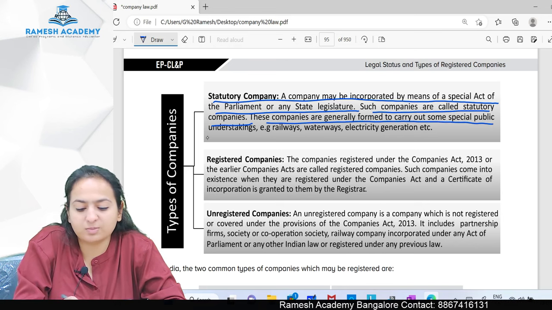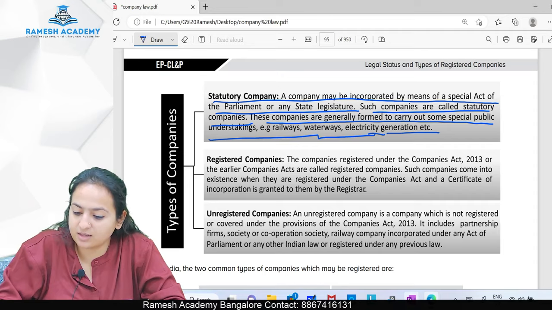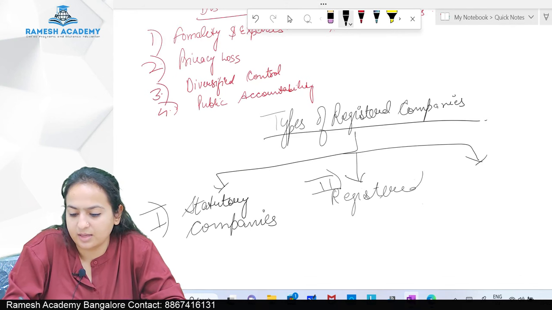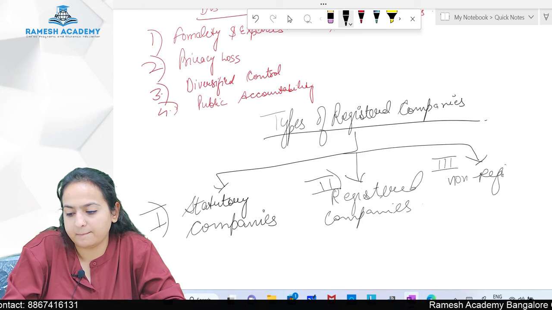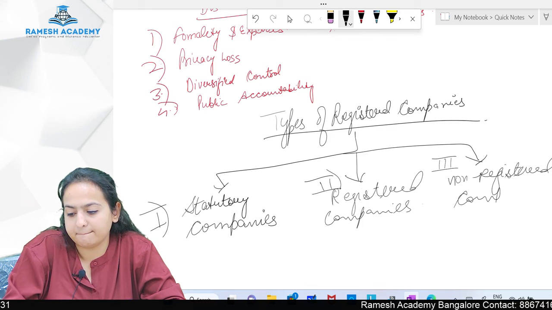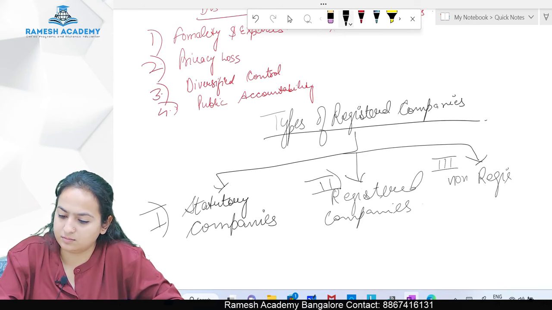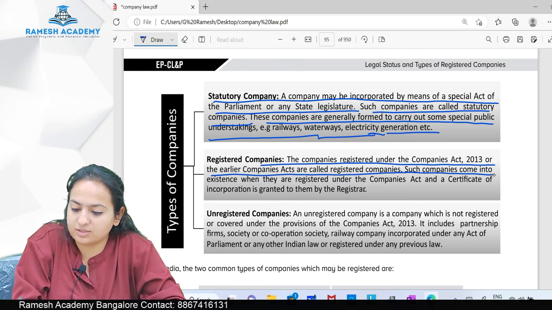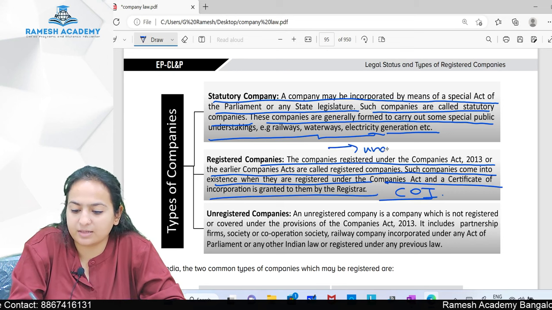These companies are generally formed to carry out special public undertakings like railway, waterways, electricity generation, defense. These are statutory companies. Second is registered companies, non-statutory. Another name is registered only, but in legal language you can write registered company. Registered companies are the companies registered under the Companies Act or other Companies Act. Such companies come into existence when they register under the Companies Act and a COI has been granted by the registrar.